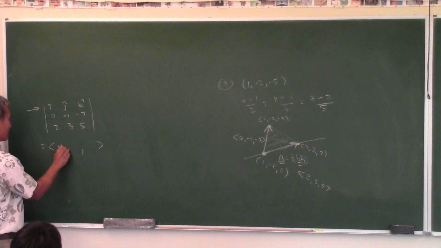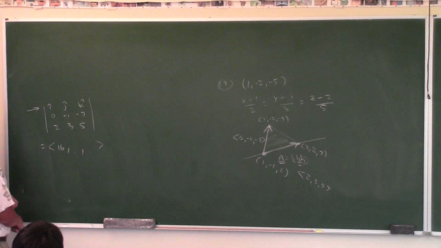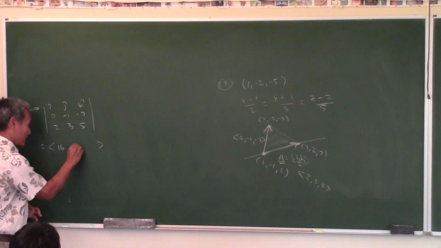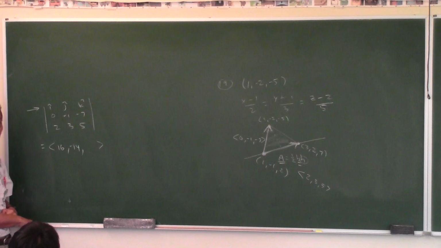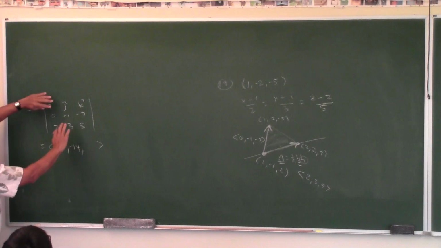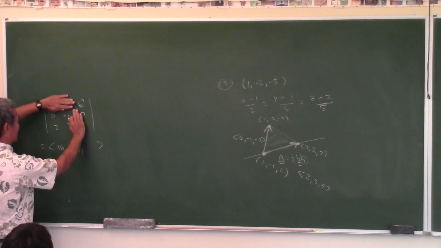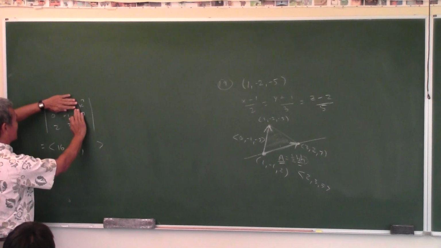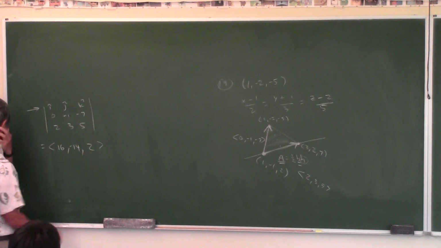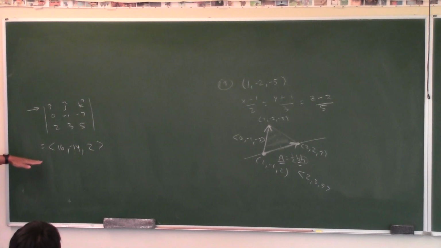Okay, 16. What is the y component? 0 plus 14, but then negative 14, because it's in the negative position, right? And then what is the z component? 0 plus 2 is 2. Okay, that's the cross product.